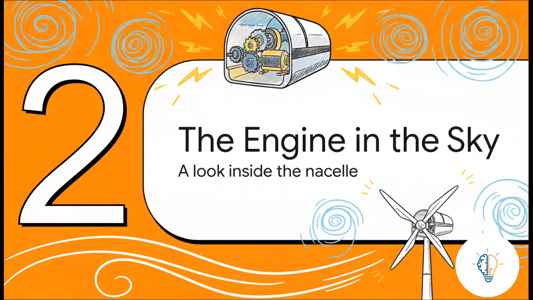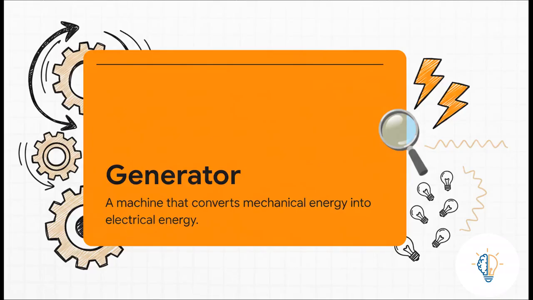Okay, so now we've got this giant shaft spinning like crazy. What's next? Well, for that, we have to go up, way up into that big box at the top of the turbine. That's called the nacelle, and you can think of it as the powerhouse, where all the magic really happens. Inside the nacelle is the absolute heart of the entire operation, the generator. Its job is super important, but it's also pretty straightforward. It takes all that spinning mechanical energy from the shaft and it converts it into electrical energy.